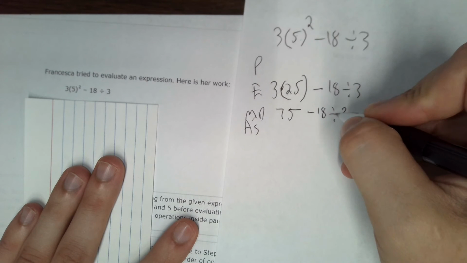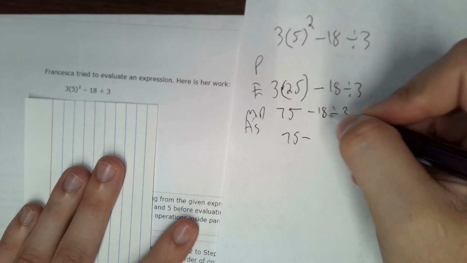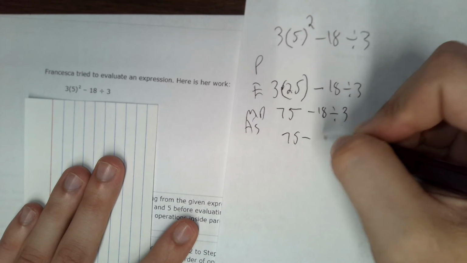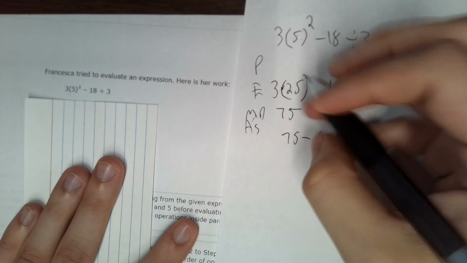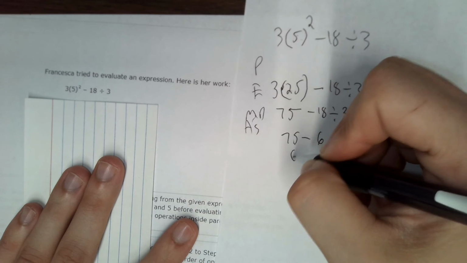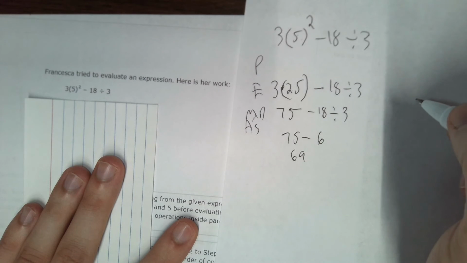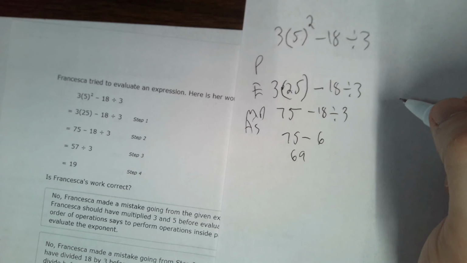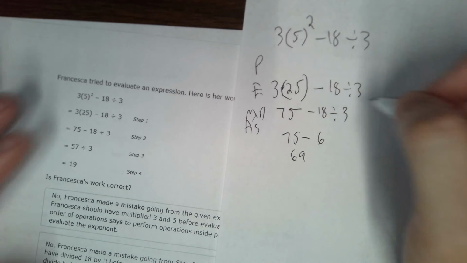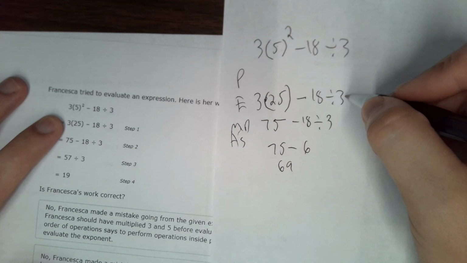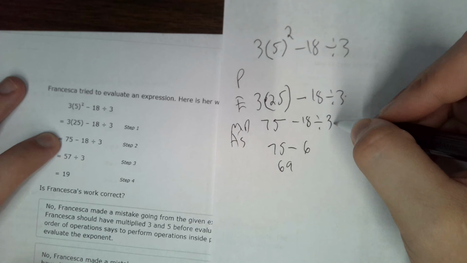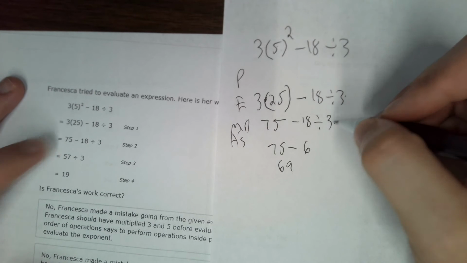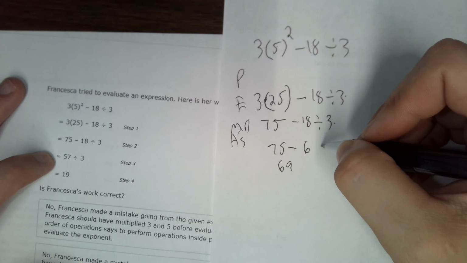And I have a divide here. So I'm going to divide first. 75 minus 18 divided by 3 is 6. And 75 minus 6 is 69. And if I look at my answer now, they got 19. So let's see. Let's go to step 1. Step 1 looks exactly the same to me. Step 2 looks exactly the same to me.